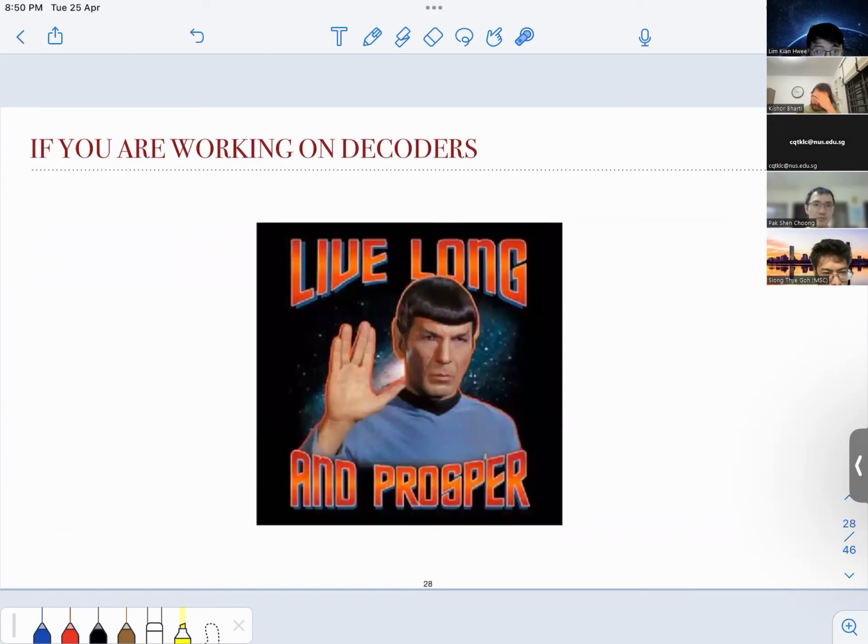Decoders are something which will be a very important component of fault tolerant quantum computation. If we want to achieve fault tolerant quantum computation, it will be very crucial to build better and better decoders.